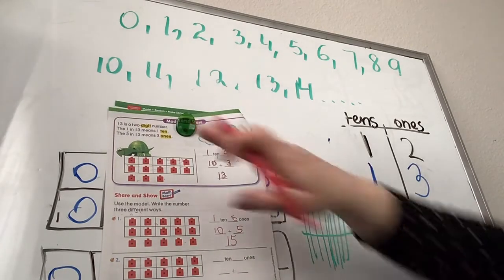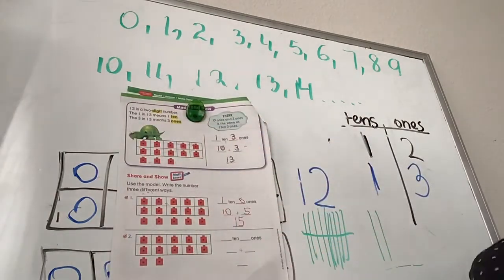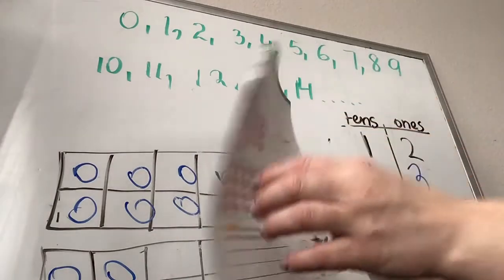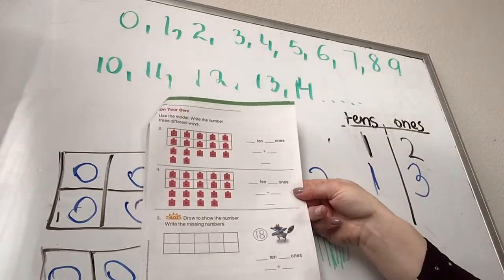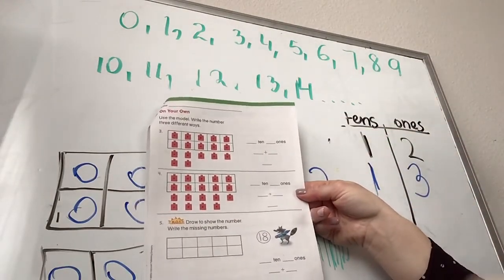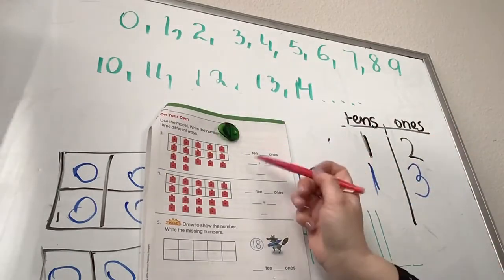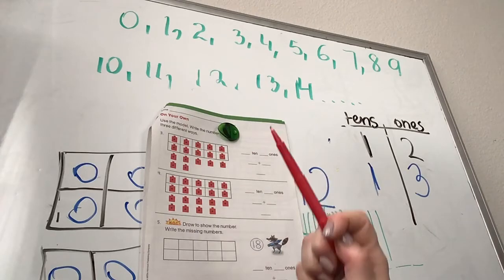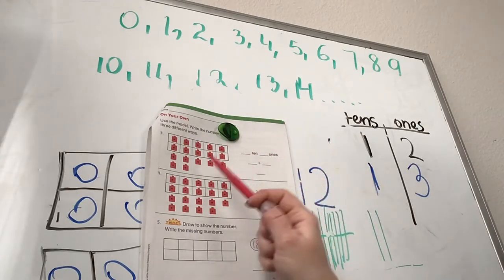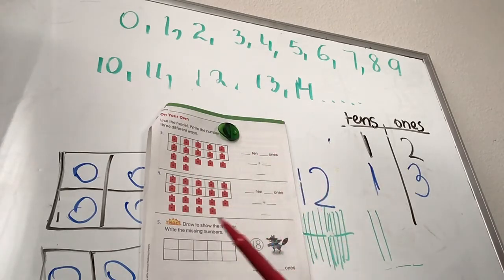Okay. Let's do number 2 by yourself. And same thing, it's going to be number 3 and number 4. You're going to be doing it all by yourself. Okay. Again, write how many 10s. How many 10 frames are filled completely? 1. How many 1s? Count and write the number.